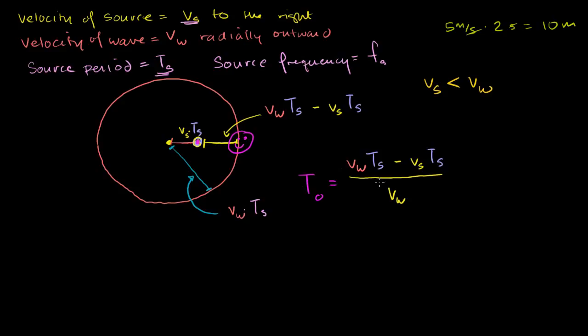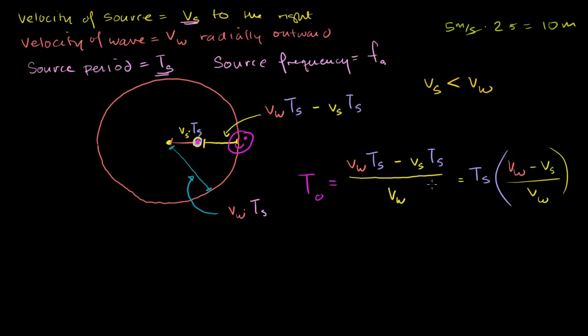Now, if we wanted the frequency, we can manipulate this a little bit first. We could factor out the period of the source, t sub s. And so it becomes t sub s times the velocity of the wave minus the velocity of the source, all of that over the velocity of the wave. And so just like that, we've gotten our formula for the observed period for this observer sitting right in the path of this moving object, as a function of the actual period of the wave's source, the wave's velocity, and the velocity of the source.